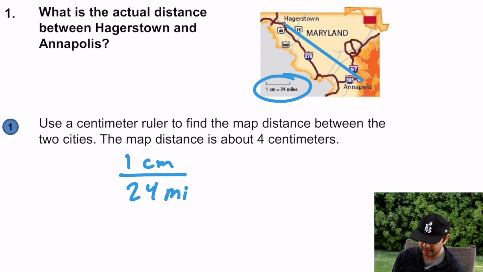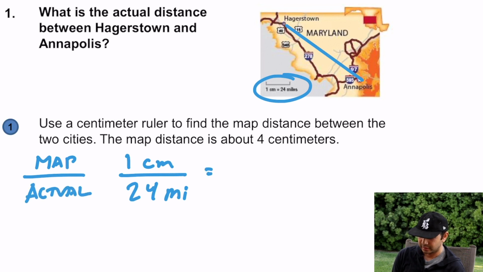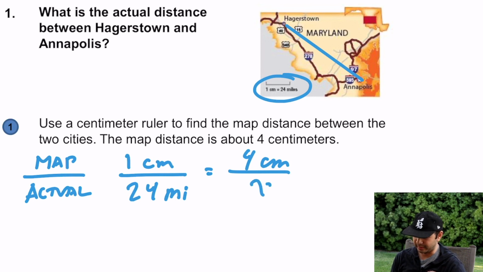So I'm just going to make sure, okay, 1 centimeter on the map. So this is the map, over whatever the actual distance is, the real distance. So actual. So that helps me write my proportion. On the top is going to be the map, on the bottom is going to be actual. So on the map here is 4 centimeters, so I'm going to write 4 centimeters on top, and I don't know what the actual distance is. That's what I want to know, so that's going to be my x.